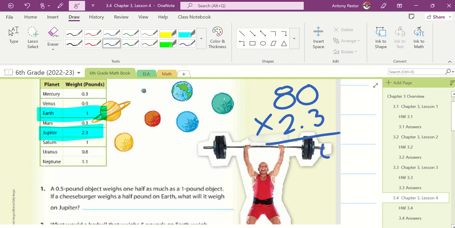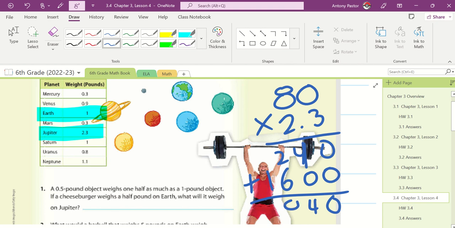3 times 0 would be 0. 3 times 8 would be 24. And I can't write that. There I go. Placeholder. 2 times 0 is 0. 2 times 8 is 16. Add these together. 0, 4, 8, 1. One number after a decimal. So you would weigh 184 pounds on Jupiter if you weighed 80 pounds on Earth.